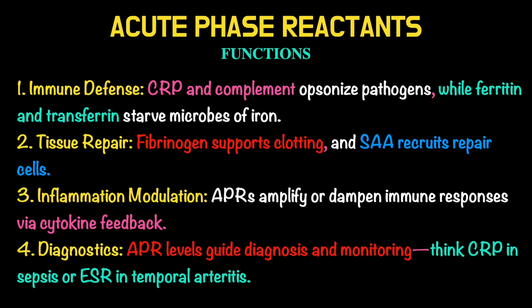The functions of acute phase reactants as a whole: in immune defense, CRP and complement opsonize pathogens, while ferritin and transferrin starve microbes of iron, right? In tissue repair, fibrinogen supports clotting, and SAA recruits repair cells. In inflammation modulation, APRs amplify or dampen immune responses via cytokine feedback. They are also important in diagnostics, as APR levels guide diagnosis and monitoring. Think CRP in sepsis or ESR in temporal arteritis, they increase, right? So they also drive diagnosis.